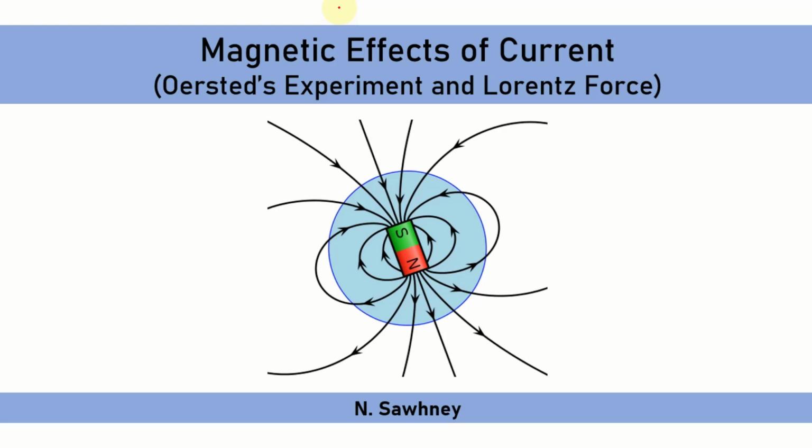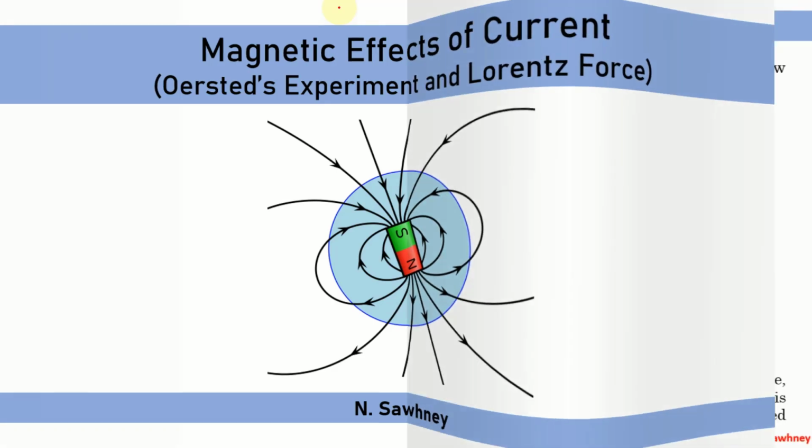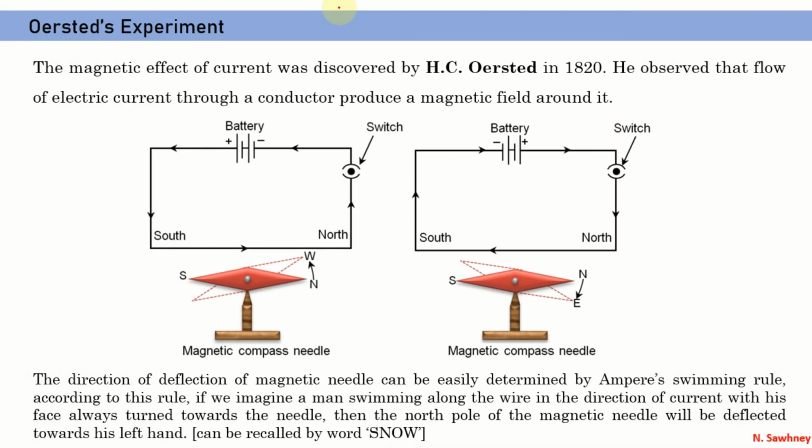Electricity and magnetism both are known for more than 2000 years, but their relationship was discovered only 200 years ago. This relationship was given by a Danish physicist H.C. Oersted in 1820. Let us study this experiment. The magnetic effect of current was discovered by H.C. Oersted in 1820. He observed that flow of electric current through a conductor produces a magnetic field around it.